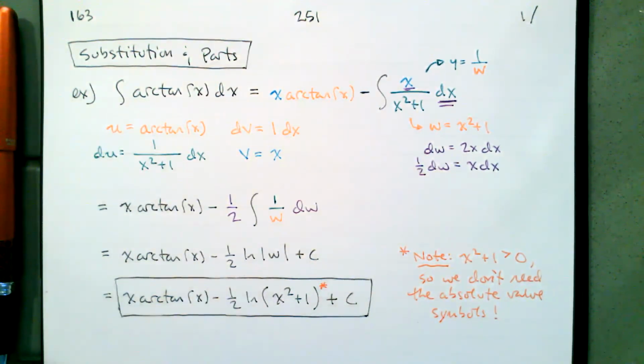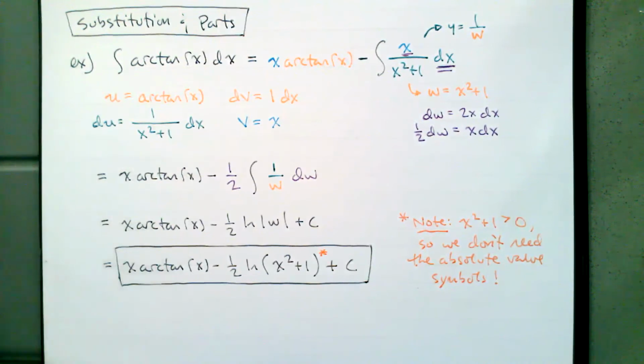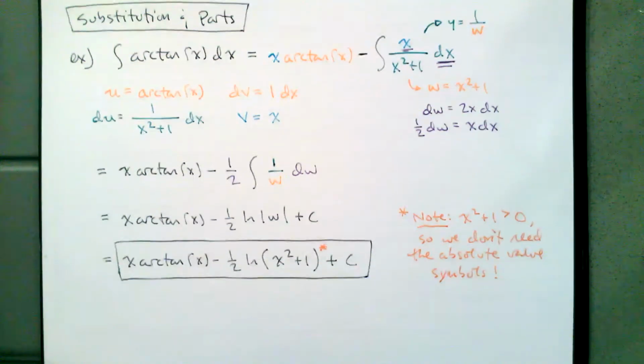So since the x squared plus 1 is always going to be positive, we don't need the absolute value symbols anymore. We can just put it in parentheses. One of the things that we want to notice about this is that this relies on the derivative of arctangent is 1 over x squared plus 1. And this gives us a route into integrating. This gives us an integral statement as well.